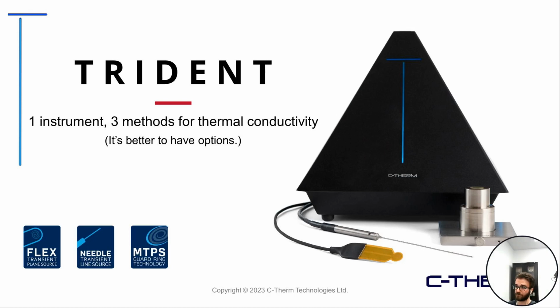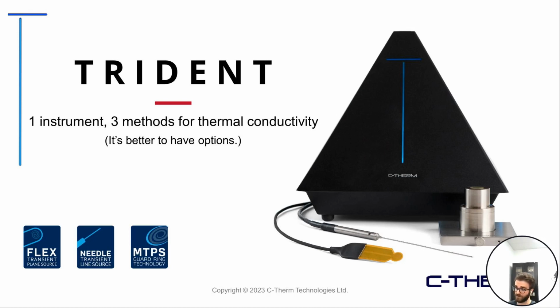Our flagship product line is called Trident. Trident is a modular system. It was developed with the idea it's better to have options. There are 3 different methods that are available on the platform. The MTPS, Modified Transient Plane Source, which is the sensor on the far right. That's C-Therm's proprietary sensor design. This is the one that will be, I will say, most heavily featured in today's session. But the other 2, I will make note of.